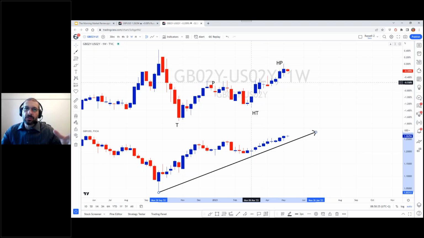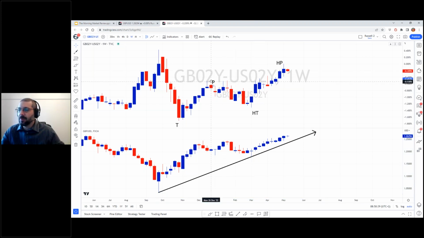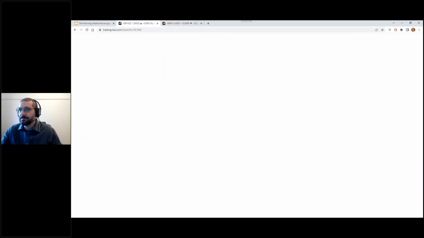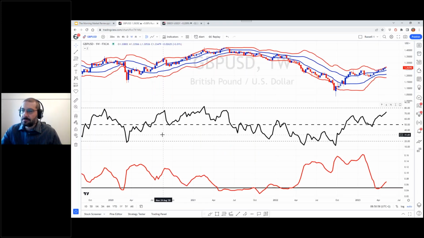Because the short-term borrowing costs react very quickly to changes in monetary policy, especially on a relative basis. So we can see that there is a fundamental case to be made for strength in pound US dollar. So I want to show you this chart over here. This chart over here is the weekly chart.